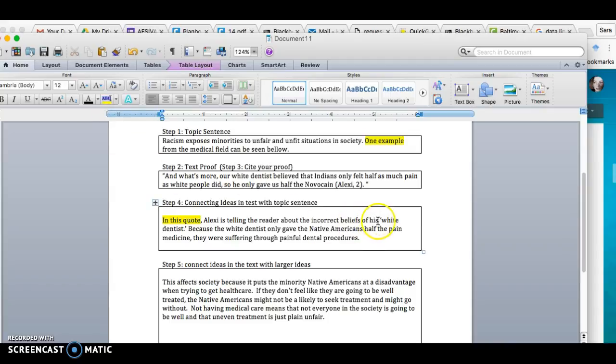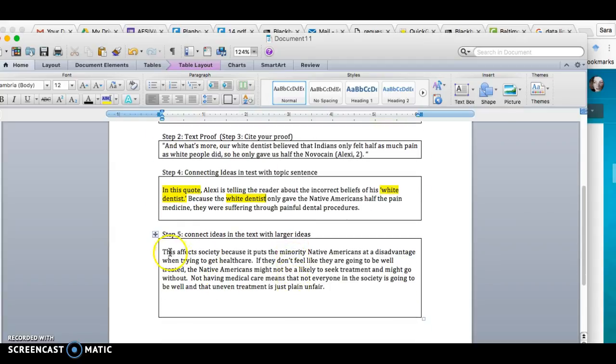And what's more, I don't even just stop there. Notice I put in these single quote marks around words, because I'm paraphrasing this from the text, right? Because it says white dentist right here, all right? And I only have to do that once. The second time, I think people will get it. And I really just drive home what the quote is trying to say and what that has to do with my topic sentence.